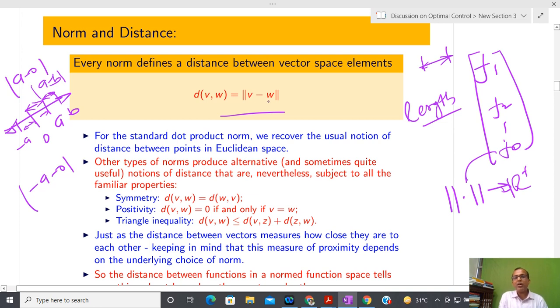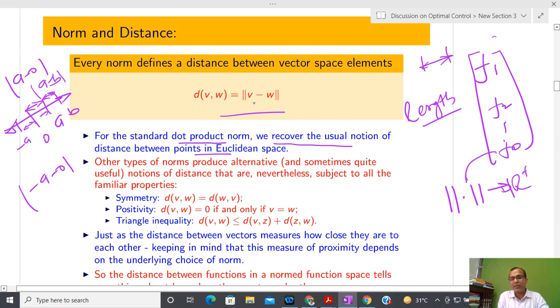Okay, so now I have to measure the distance in higher dimensional space. In higher dimensional space, we will just substitute this absolute value by the norm. By defining the proper norm, I can tell in this way whether two functions are close or not. So for the standard dot product norm, we recover the usual notion of distance.